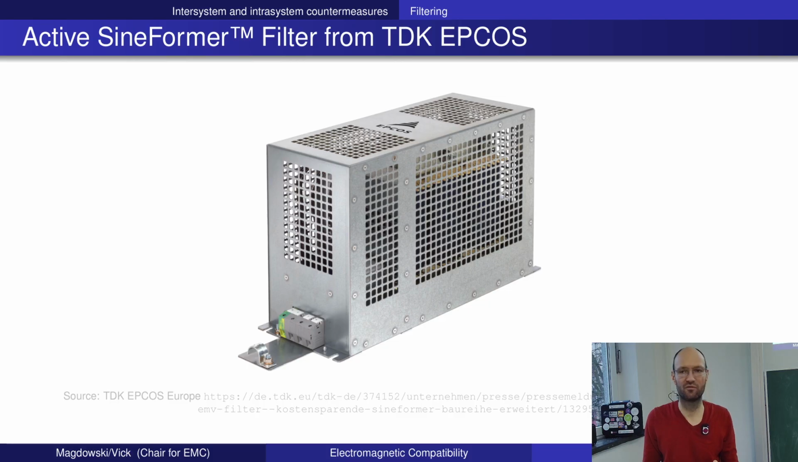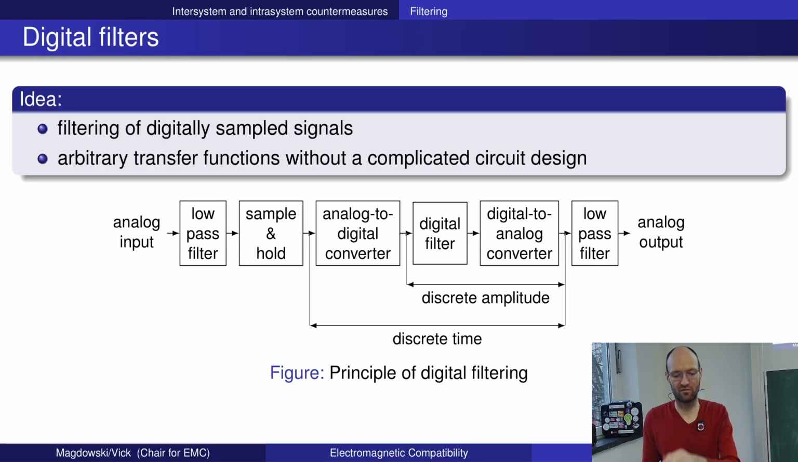The motor drive has some frequency converter, and the frequency converter, due to the power electronics, creates harmonics and consumes a non-sinusoidal current from the mains grid. And you want to get rid of these harmonics, you want to get a nice sinusoidal waveform, and that's why they call this sine former.